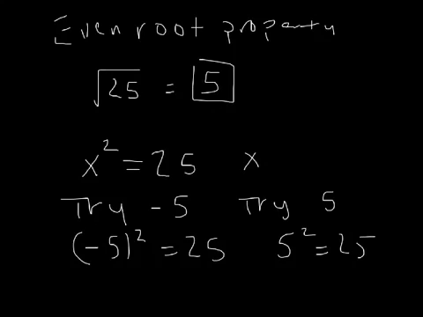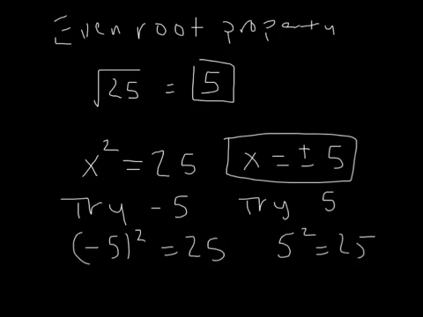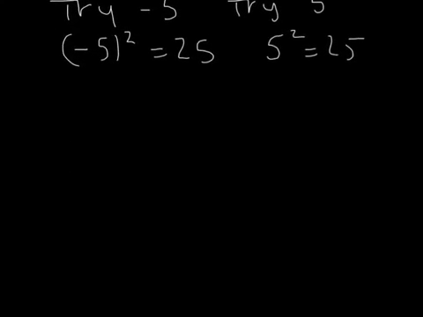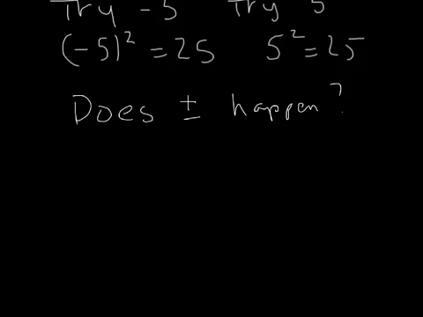So here, this is an equation, and I took the even root of both sides to solve it. And what I got was both the positive and the negative. So we can see there that when you are solving, you're going to get both the positive and the negative. So let's try some of these. The question here is, does the plus minus happen? It's not a real precise math sentence, but that's okay.